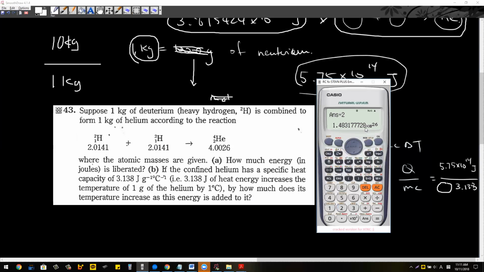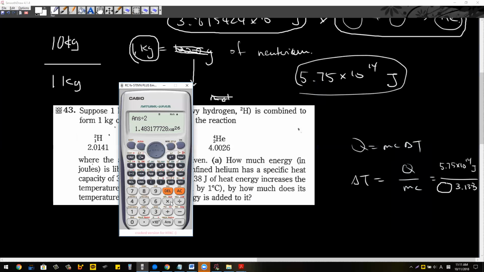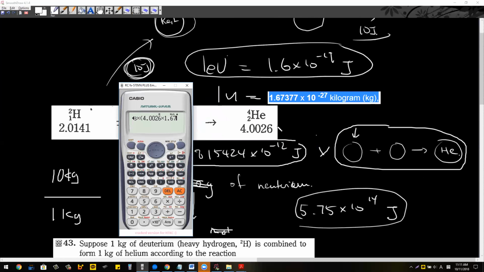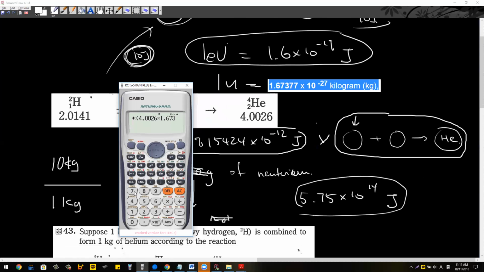Oh, and then you just multiply this one by 4.0026 times by 10 to the 1.67 again, 67377. So this is the mass of each helium, right?